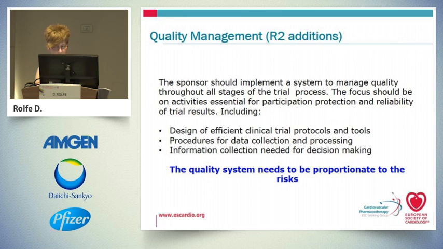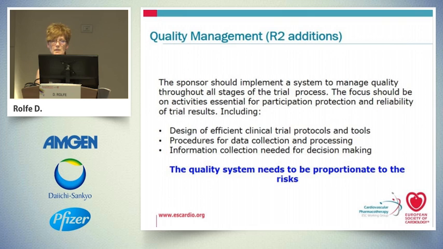The methods used to assure and control the quality of the trial should be proportionate to the risks inherent in that study and the importance of the information collected. The sponsor should ensure that all aspects of the trial are operationally feasible and should avoid unnecessary complexity, procedures and data collection. Protocols, case report forms and other operational documents should be clear, concise and consistent.